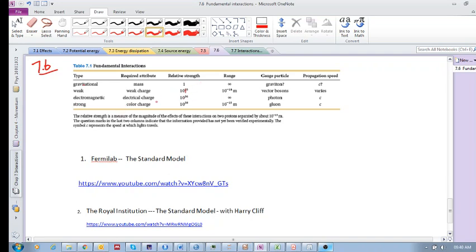But the thing about these interactions is that they only interact at this range. Look at this. These interact at a tiny, tiny range, whereas the gravitational force acts right across the universe.